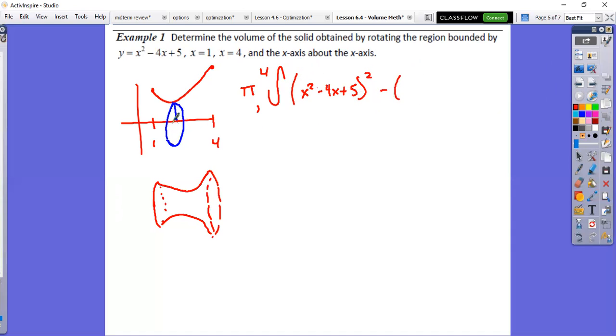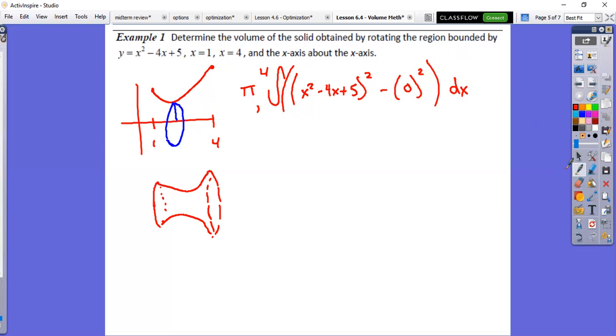In this case, there is no inner radius because there's no other function. So I'm just going to do 0 squared right here so you can see what that looks like. No reason to actually include that when you're doing this yourself. I'm just doing it here to show you that I'm putting 0 because there is no inner radius in this case. And then this is going to be dx.